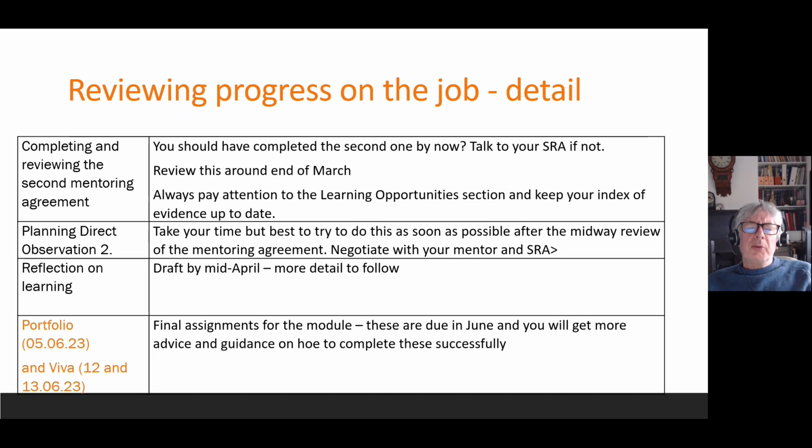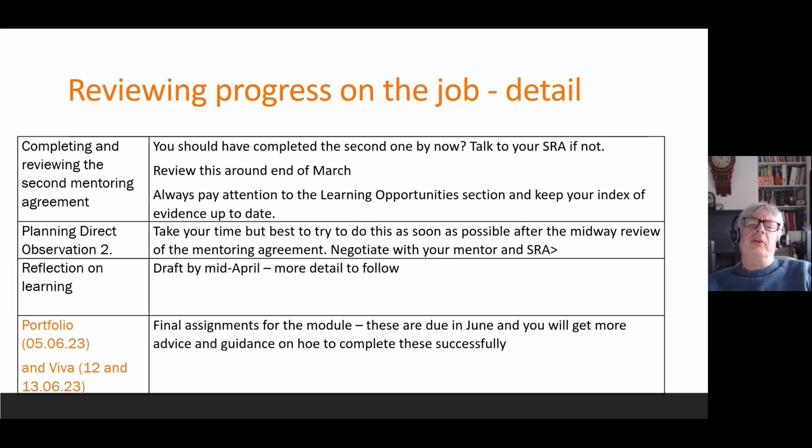What kind of thing are you thinking about at the moment? Completing and reviewing the second mentoring agreement. If you haven't done it already, please do that quickly. Get on with it. Talk to your SRA if you're having problems. There may be all sorts of reasons why it hasn't been possible to do. That's fine. Stuff happens. Do you know what I mean?